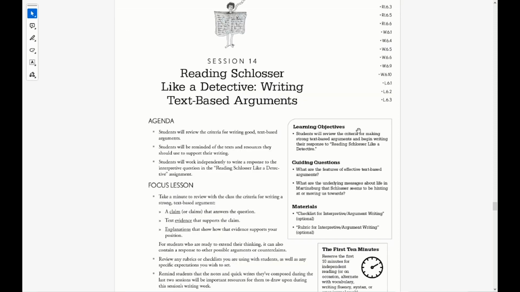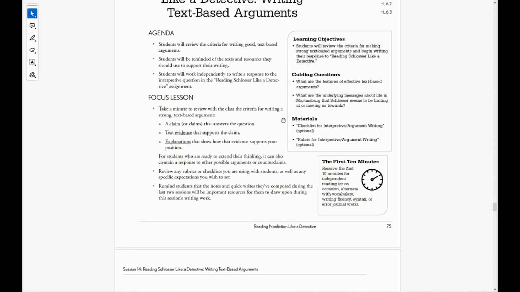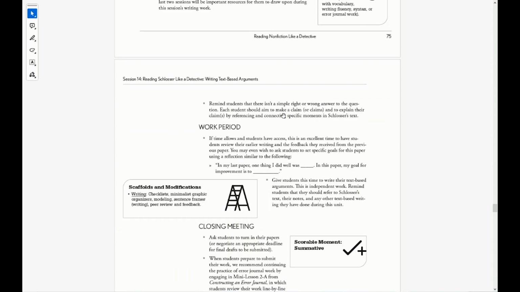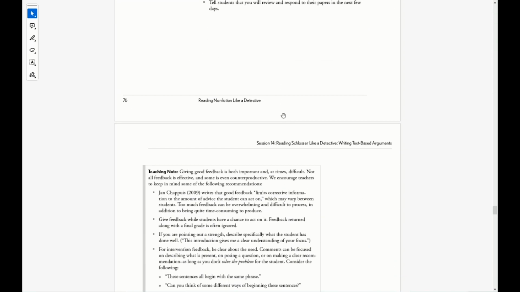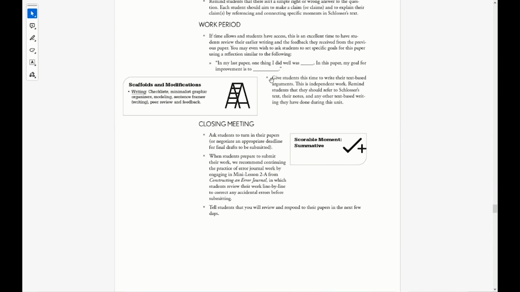As students move into the writing work for that task in session 14, I encourage you to think back to the papers that they had just written for the Kozol text so that you can think about what kinds of feedback you were giving to them. What are some things that you might want to give them a heads up about? And you can also ask them to reflect on it.